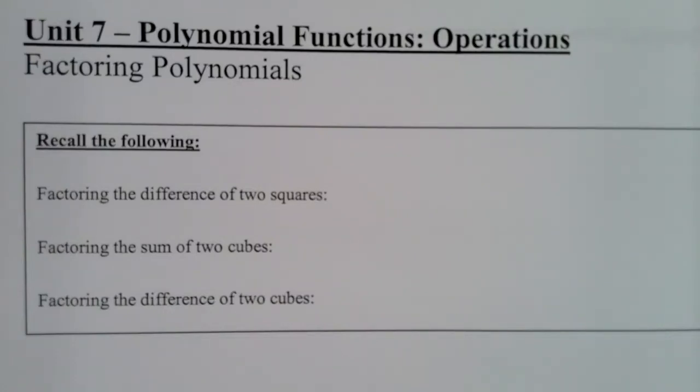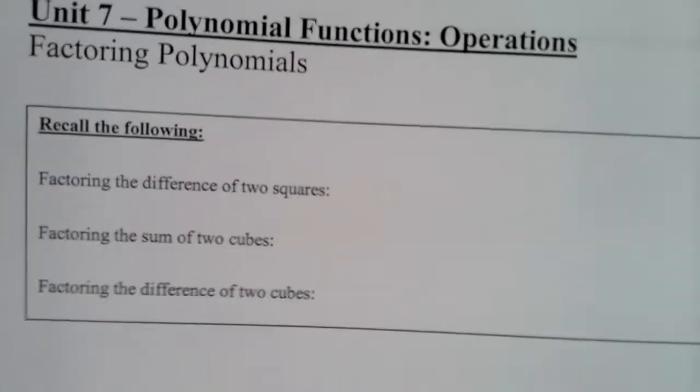All right, this is Unit 7, Lesson 2. The lesson is called Factoring Polynomials. Now, a long time ago, I believe it was Unit 3, we did factoring quadratics. Now we're going to be doing factoring polynomials, so higher degree than 2. Sometimes it'll be higher degree than 2, sometimes it might not be.